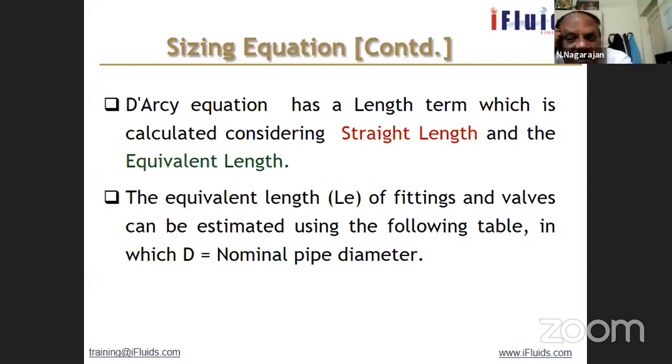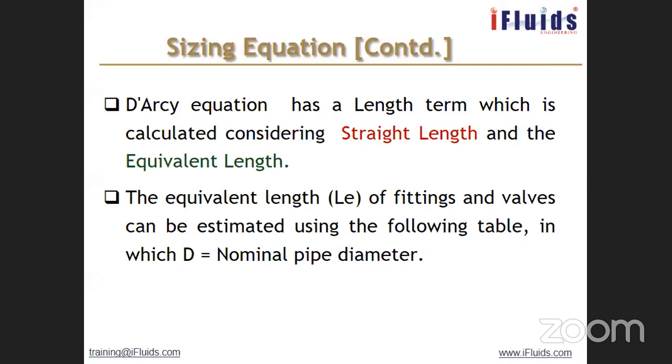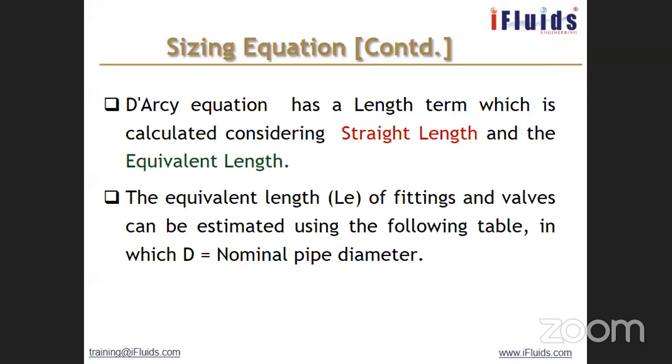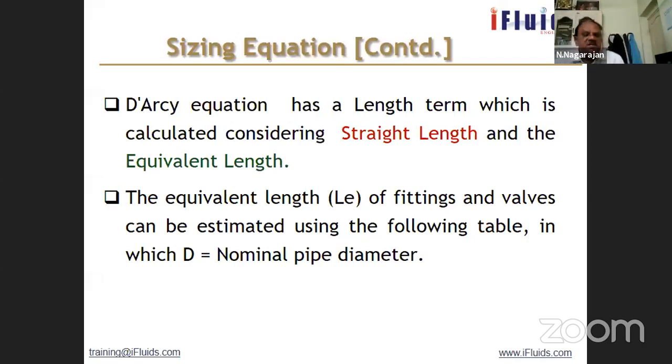And what about the effect of these fittings? The fittings will have more pressure drop because there is a direction change. If it is an elbow, the liquid takes a directional change, and it has to spend more energy to take that. So we convert that fitting into a straight equivalent length. It depends on the size of the fitting and the type of fitting.